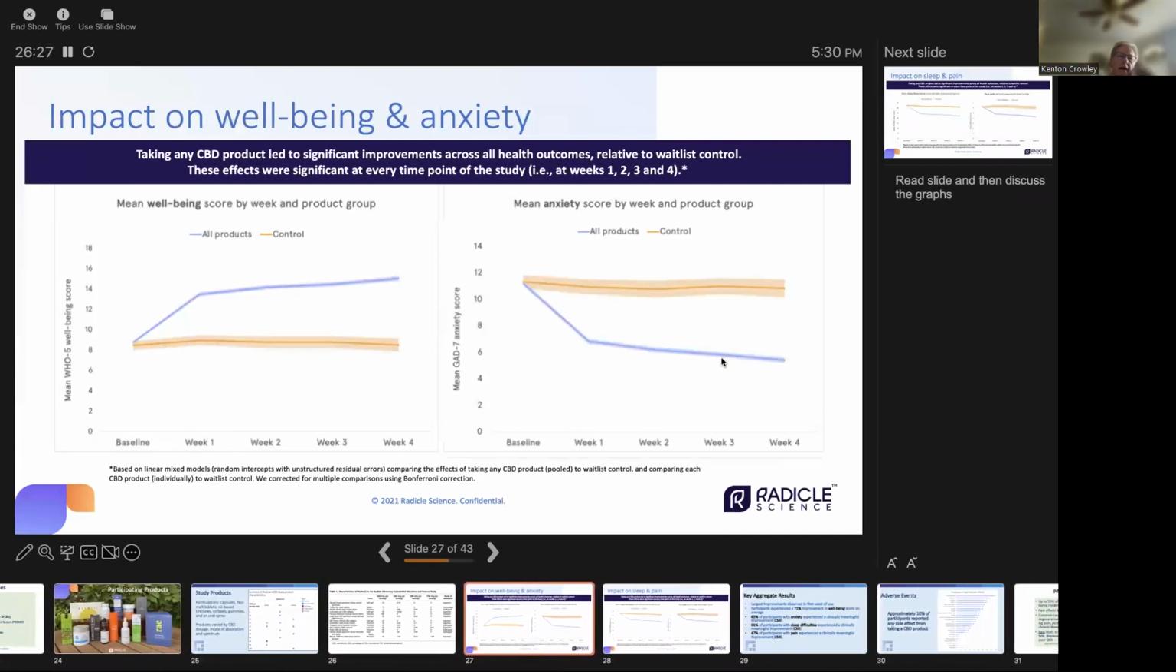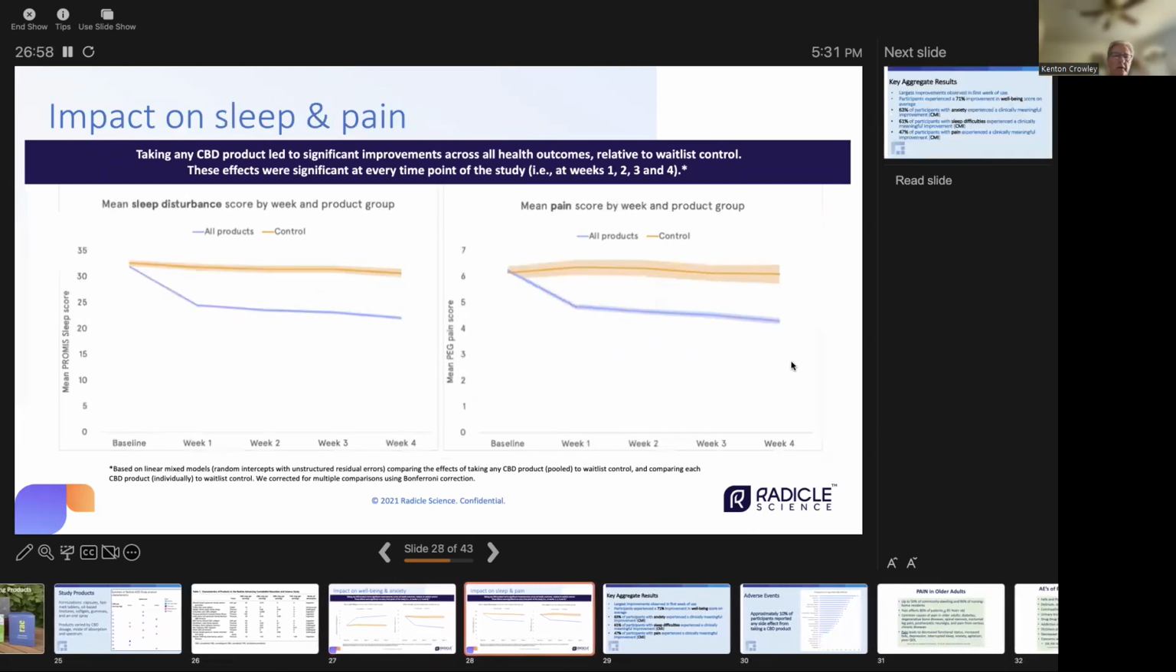So looking at the impact on well-being and anxiety, taking any CBD product in this study led to significant improvements across all health outcomes relative to the waitlist control at each week. On the left, we're looking at well-being score. Here's our waitlist control, and here's the improvement. Mean anxiety score, waitlist control, and improvement. Looking at sleep and pain, similar. There were improvements across all health outcomes relative to waitlist control.